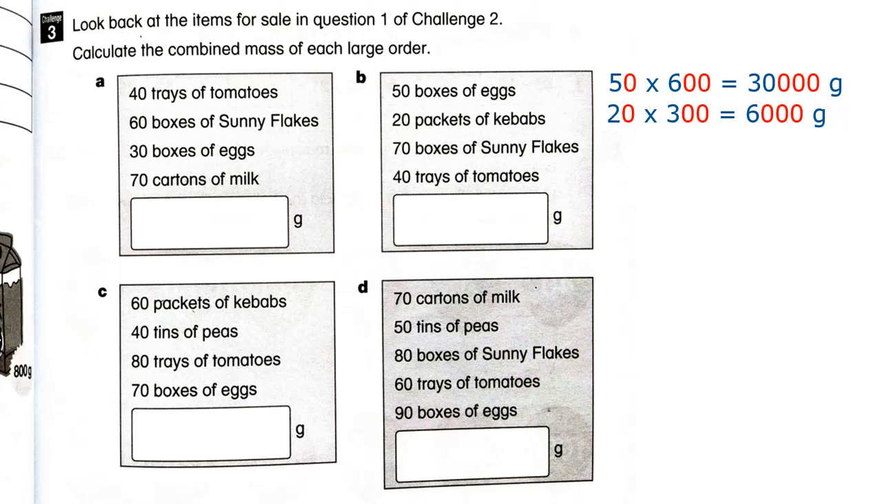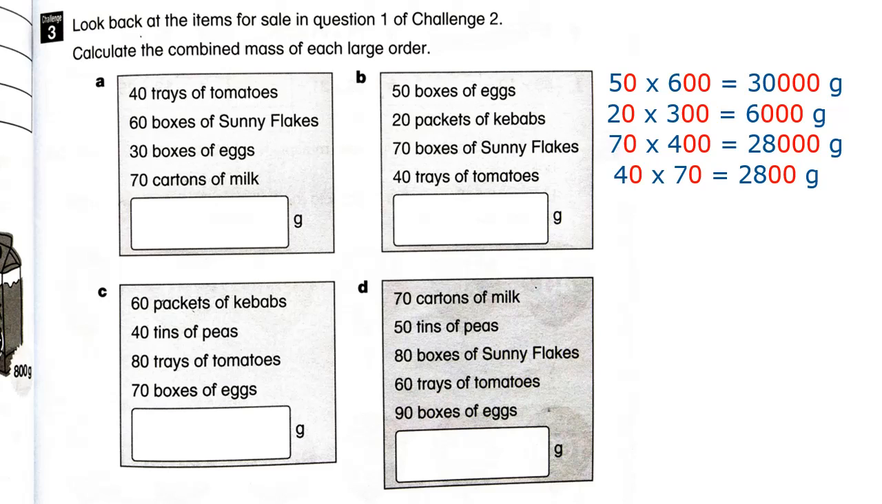Now, for 70 boxes of Sunny Flakes, 70 multiplied by 400 grams of Sunny Flakes. I'm going back to question 1 of challenge 2. That's where I'm getting the masses from. So 70 multiplied by 400 grams, that is 28,000. 40 trays of tomatoes. For each tray, 70 grams. So 40 by 70. I only have 2 zeros here, so 2,800 grams.